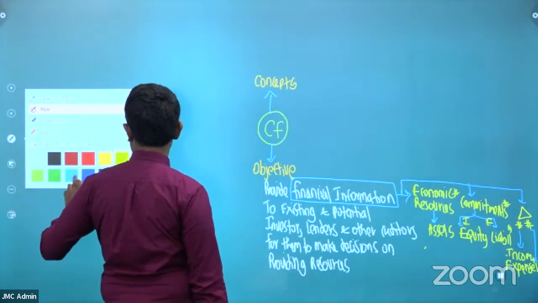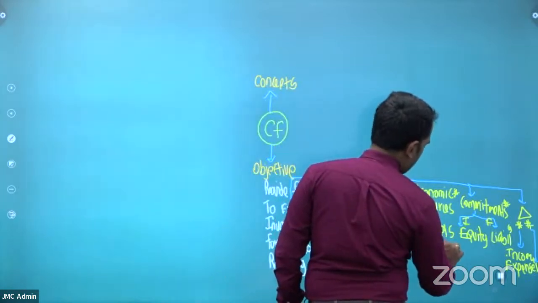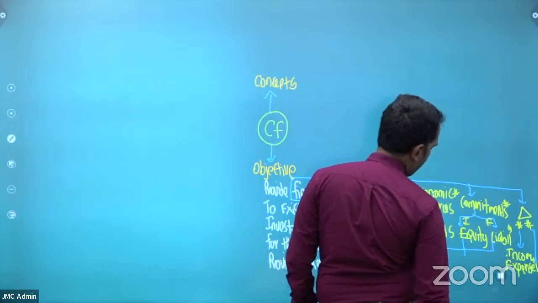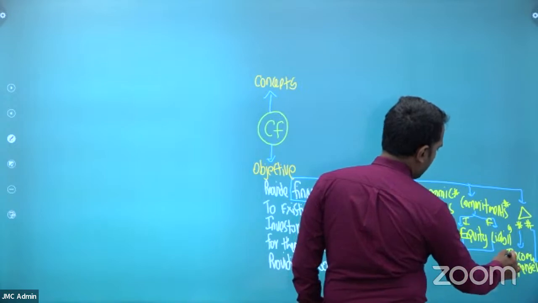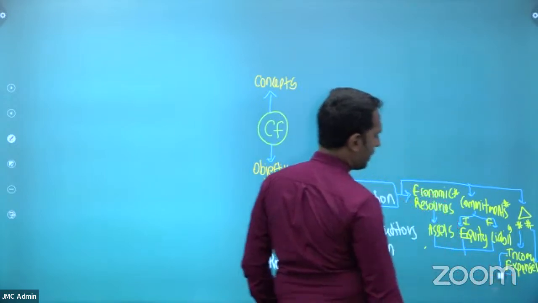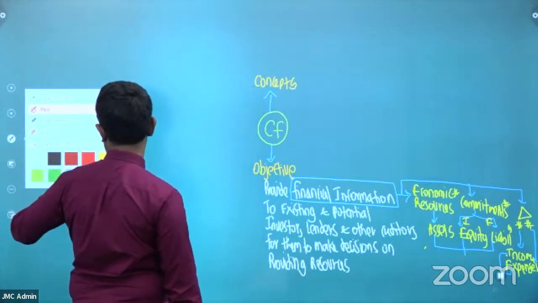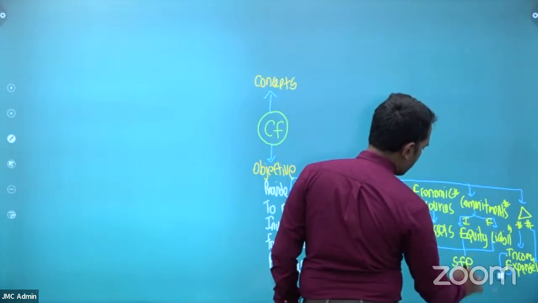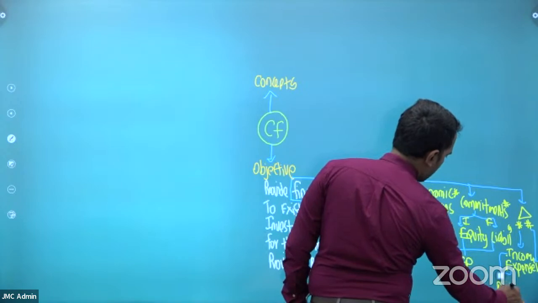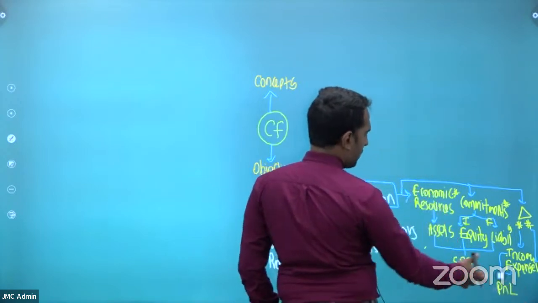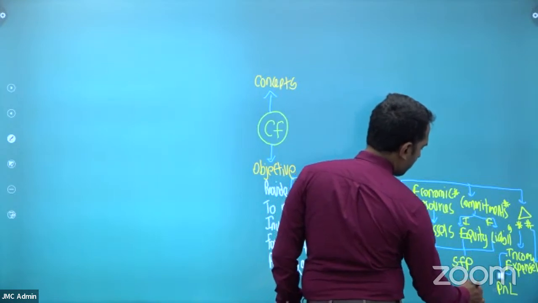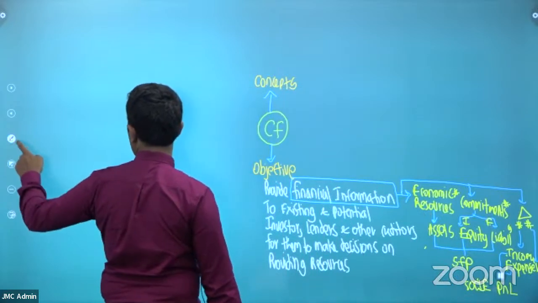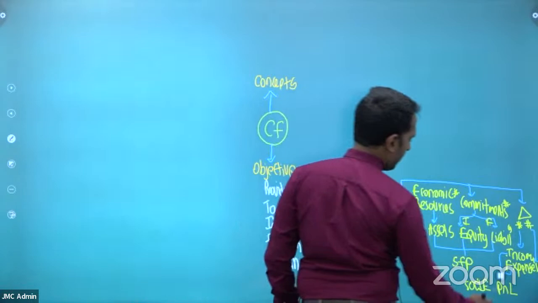Then what we do is we take assets, equity, and liabilities together, and we prepare the statement of financial position. We take income and expenses together, and we prepare the profit or loss. To connect the P&L and the statement of financial position, we prepare the statement of changes in equity.